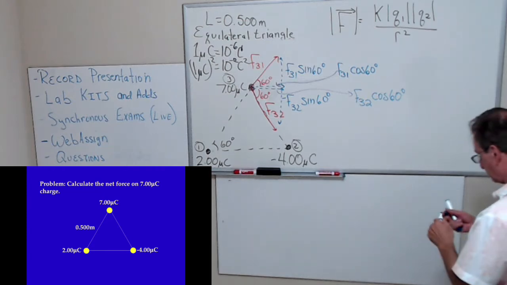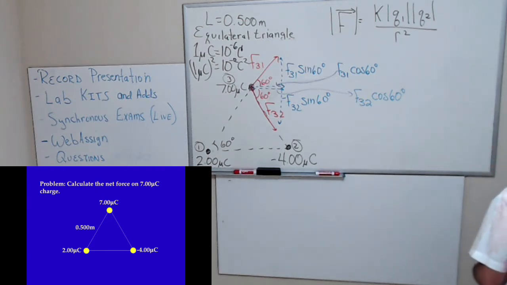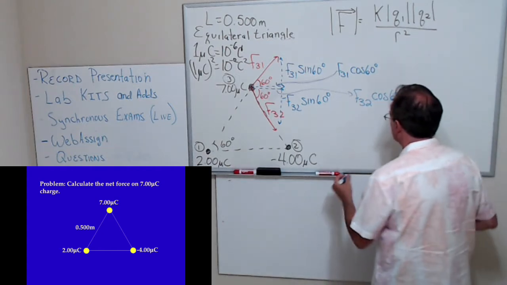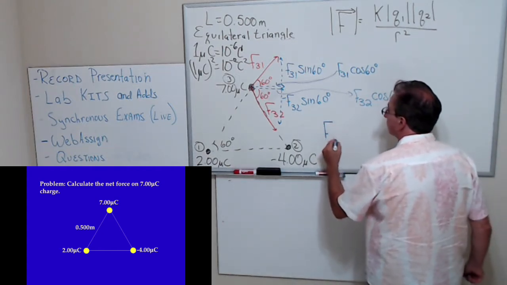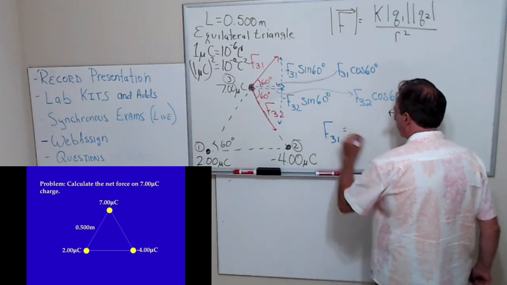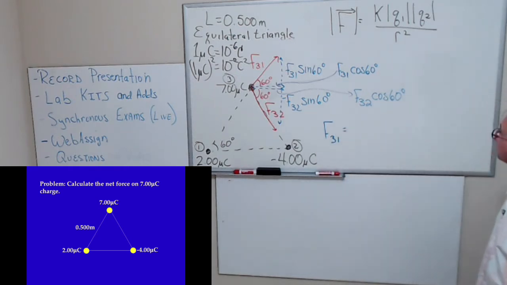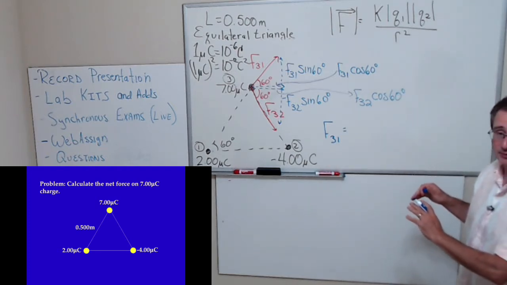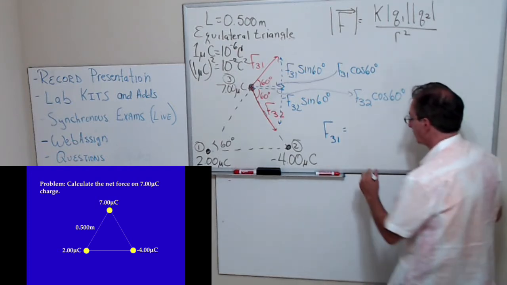I'm trying to save space, so I write things differently in these problems. So I want to calculate F31. So I put in, and I'm not going to put in units here because I'm going to run out of space on my board. I apologize for that ahead of time.